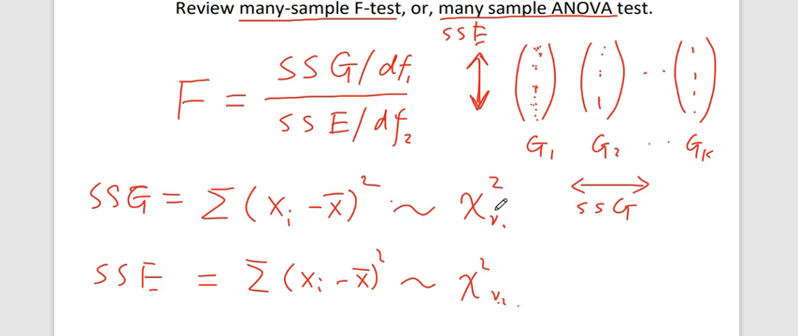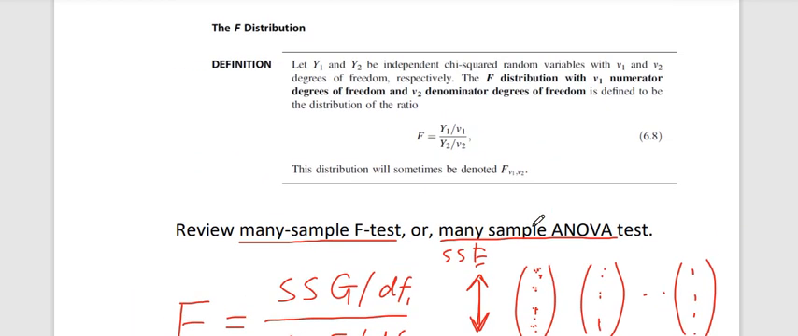Okay. So this F is just the chi-square over chi-square, each divided by a constant, its degree of freedom, right? So by now we can say what the F distribution is. F is just Y1 over Y2. Y1 follows a chi-square distribution. Y2 also follows a chi-square distribution, but we also need to divide by the degrees of freedom. So remember, the degree of freedom for chi-square, it looks like that, right?